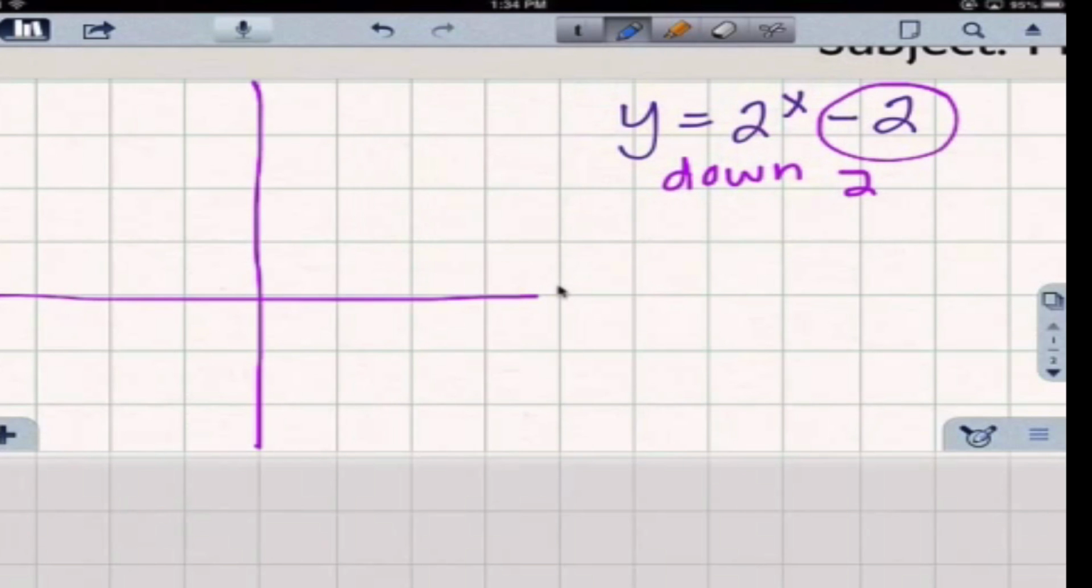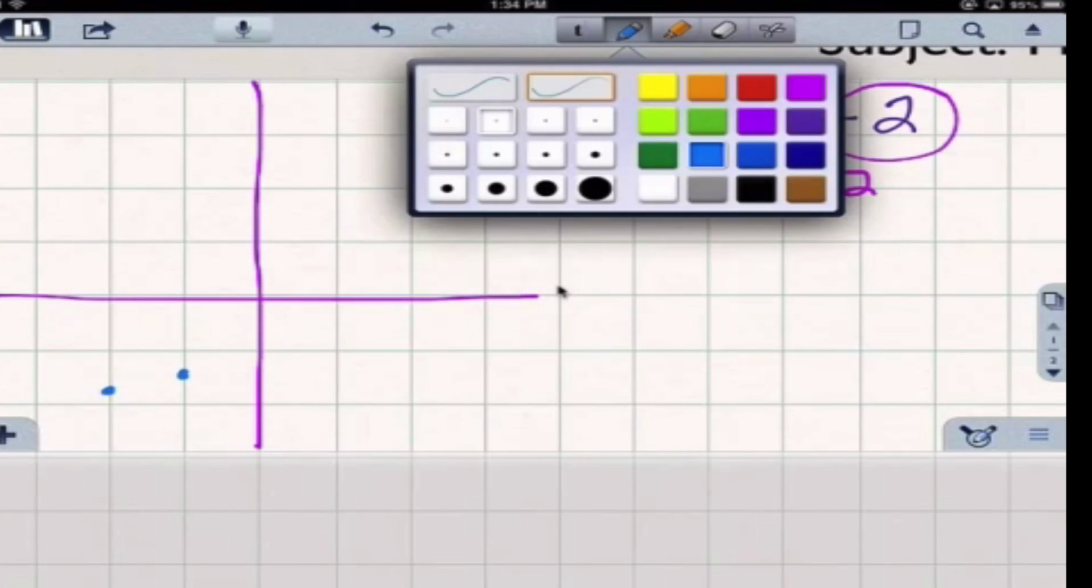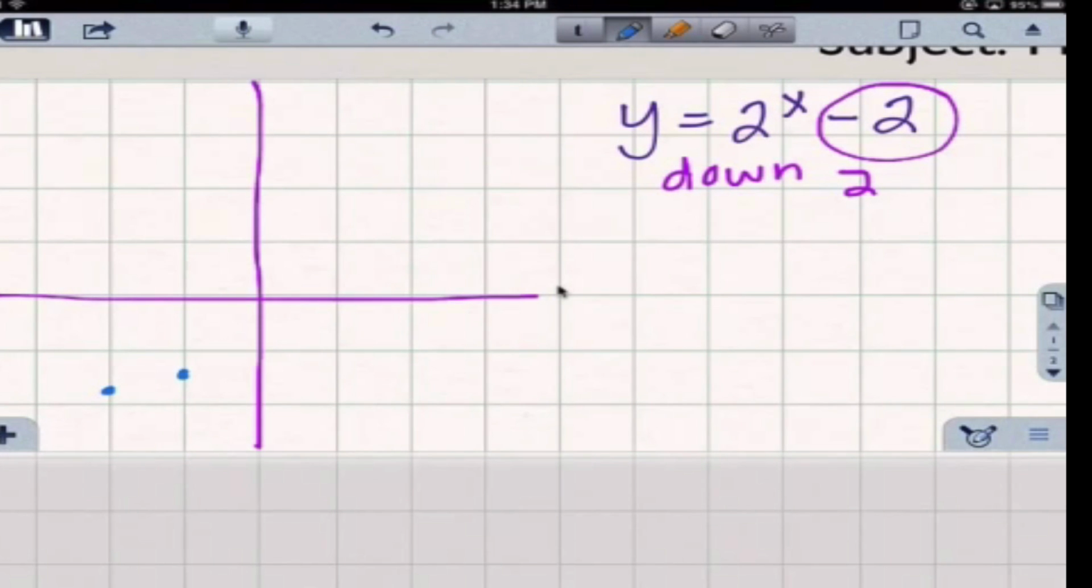Okay, if we think back, previously at -2 we were at 1/4, so I'm going to go down to -1 and 3/4. At -1, we were at -1/2, so I'm going to go down to -1.5. I'm sorry, we were at +1/2. At 0, we are at 1, so I'm going to go down 2 and go to -1. At 1, we were at 2, so I'm going to go down 2 to 0.